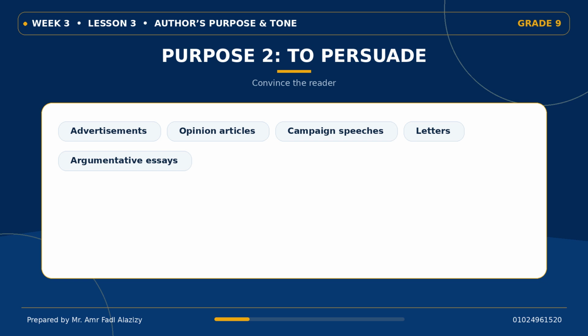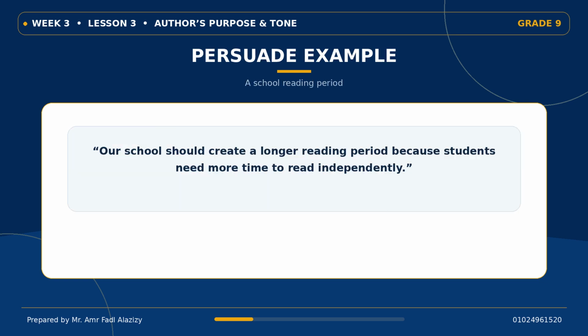The second purpose is to persuade. An author writes to persuade when the goal is to convince the reader to believe something or take an action. Persuasive texts may include advertisements, opinion articles, campaign speeches, letters, and argumentative essays.